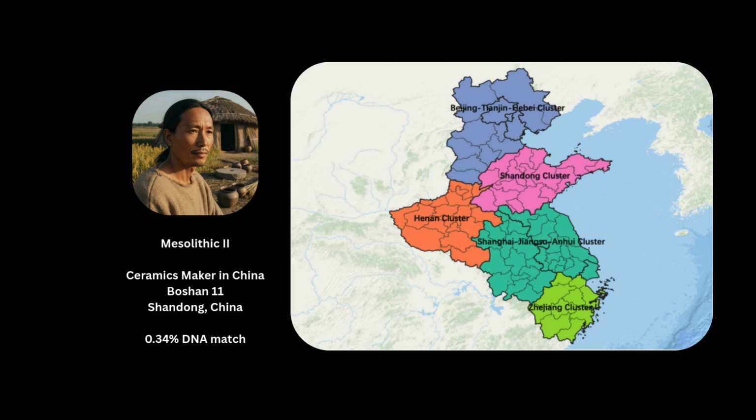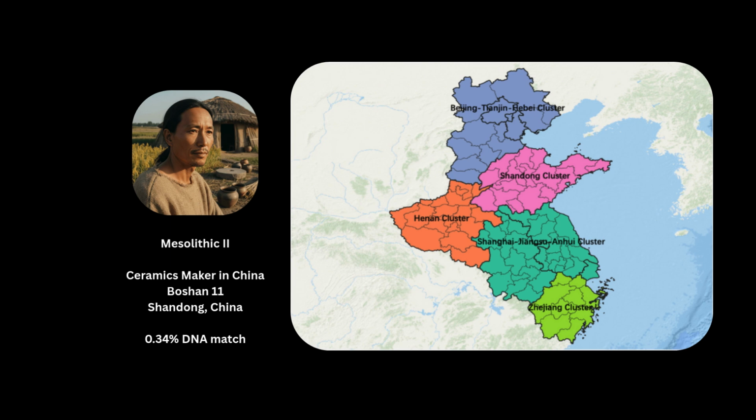Boshan 11 had a rich, diverse, and broad spectrum diet. He would not have been a strict farmer, but rather a hunter-gatherer and fisher who was just beginning to experiment with early plant management. Animal bones found across Houli culture sites show that he ate significant amounts of sika deer, roe deer, and wild boar.